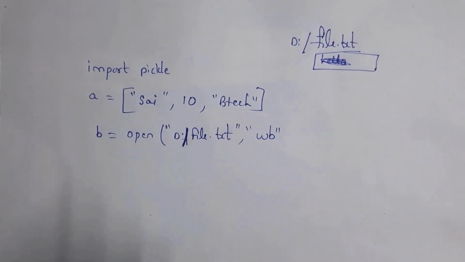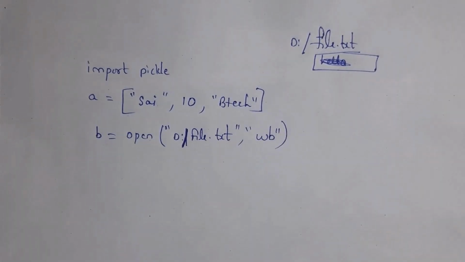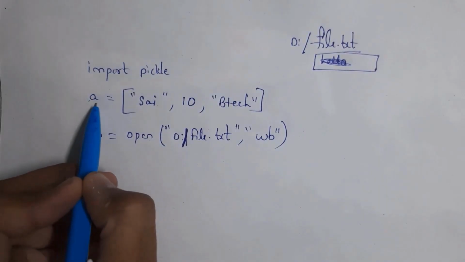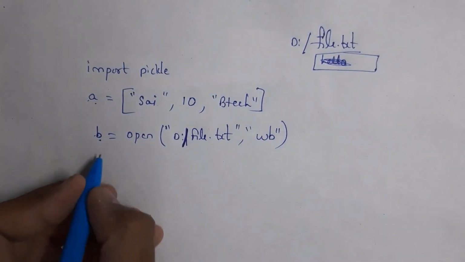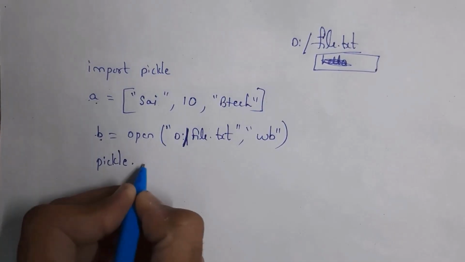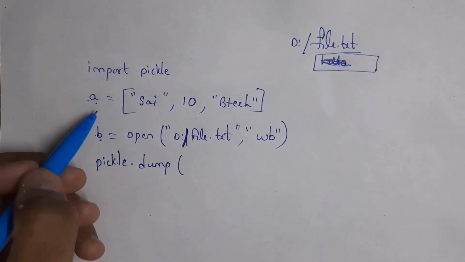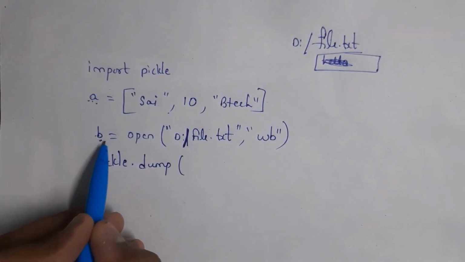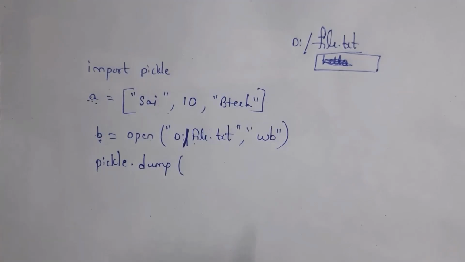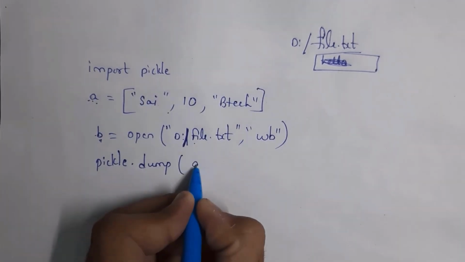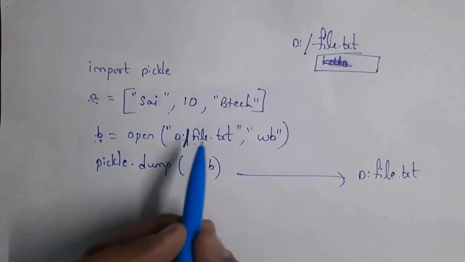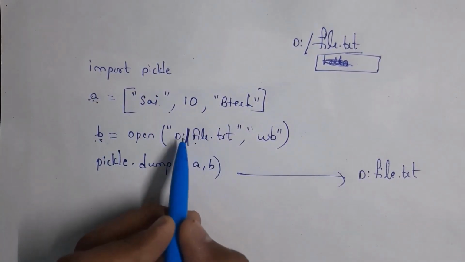We can only use binary mode. We are not storing text, we are storing a list. So take here write binary mode. Now I want to copy the list which is present in object A to object B. So just write pickle.dump. By using the pickle.dump method, we can copy the list which is present in object A to object B. Object B is nothing but file.txt. So write pickle.dump A comma B. Whenever you run this code, it will store the list into my file. That file name is file.txt, which is present in local disk D.